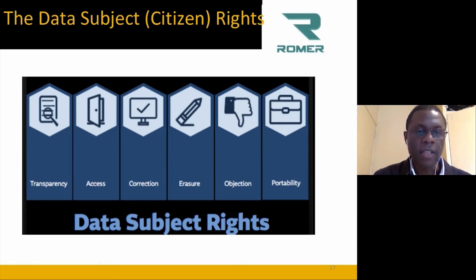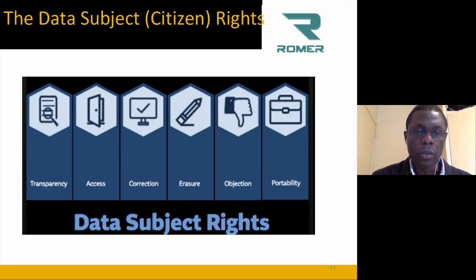So the first right is, as your customer, I have a right to transparency. So you as the enterprise must tell me, as you collect my information, what are you going to do with it? Who are you going to share it with? In case of breaches, I have a right to know that a breach has occurred. So the Act, you know, forces you as a data controller to alert me.